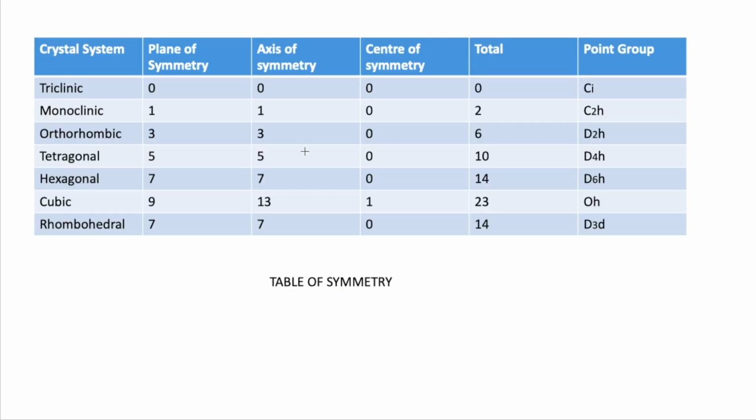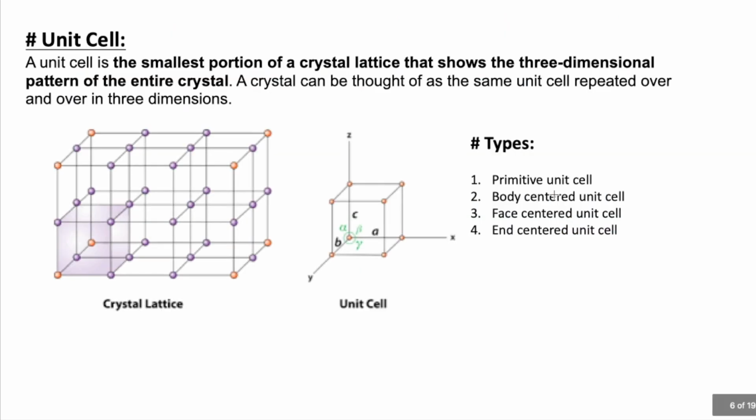Now in this slide, we'll try to understand the symmetry present in these crystal systems. All the crystal systems are mentioned in the first column. Then you have planes of symmetry, how many axes of symmetry we have, how many centers of symmetry we have, and the total number of symmetry elements. At the end, the point group is there. It's very important to know the point groups of different crystal systems. Sometimes direct questions are asked from here, so you should know which crystal system has which point group.